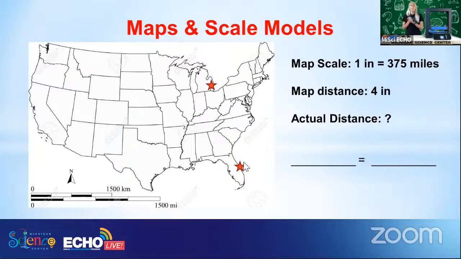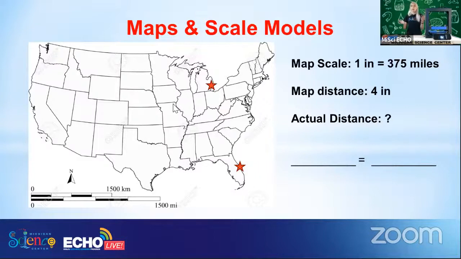Now, if we wanted to know the approximate distance from those two stars on the map, we're going to have to use the scale, which is noted right over here. I've also typed it out in words. So according to this map scale, 1 inch equals 375 miles. So for every 1 inch on the map, that means 375 miles across the actual country.